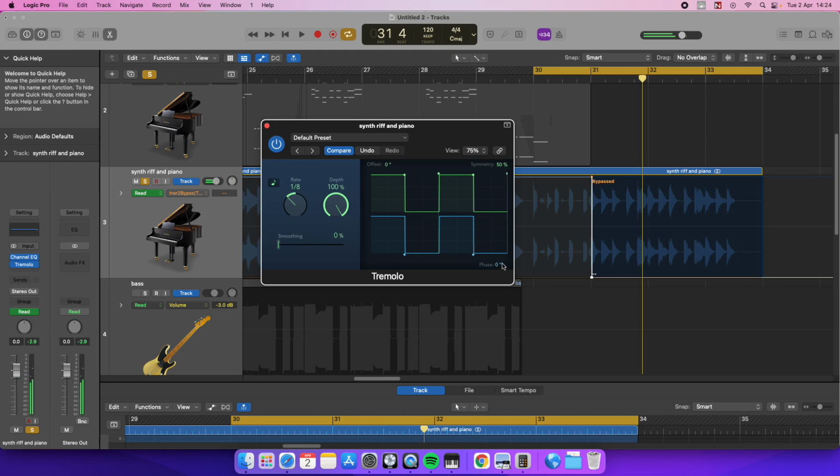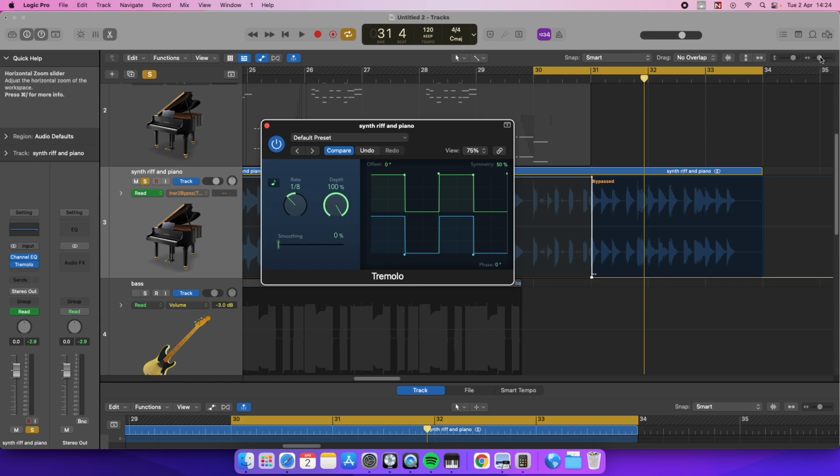There we go. Yeah, so if it's out of phase, then it's going to be poking it around with the left and the right. Have a listen. Which is quite neat, but we just want it in phase. So it's just giving us a nice mono tremolo.